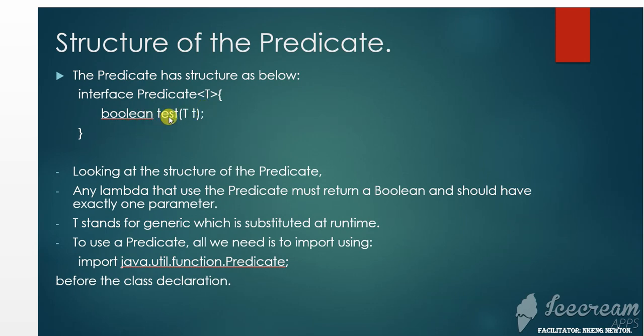When you look at the predicate, it has a method called test, and that method returns a boolean. The name of the method is test, it returns a boolean, and it has one parameter T. So whether you pass an integer, T will change to integer. So now let's get back to our compiler.